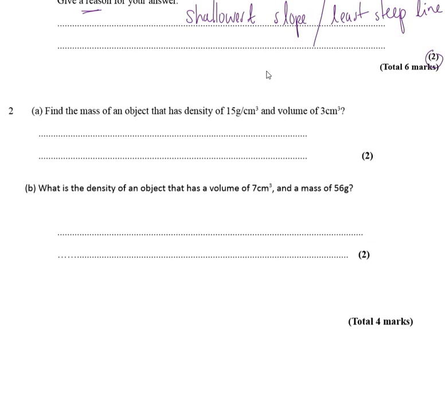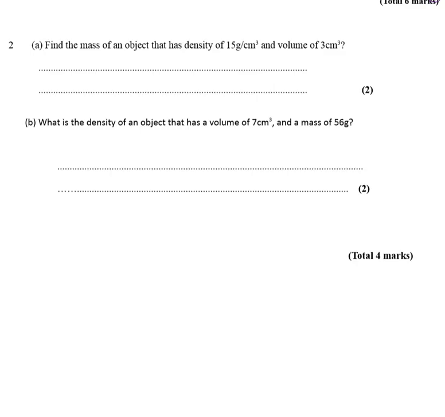Now next one we have the equation here. So this question we need to be very careful. To get the full mark, we need to show your working out. Now let's take a look. So first of all, I'll write down the equation. So density is mass divided by volume. Now find the mass. I'm looking for m. So therefore, I rearrange: m is equal to density multiplied by volume. So this becomes 15, this is the density, multiplied by 3, which is the volume, and this will give me a mass of 45 grams.